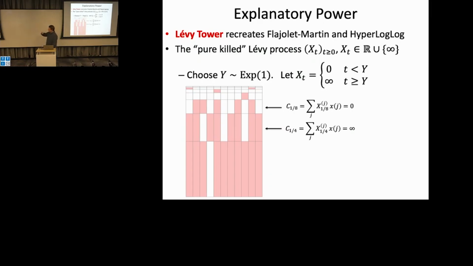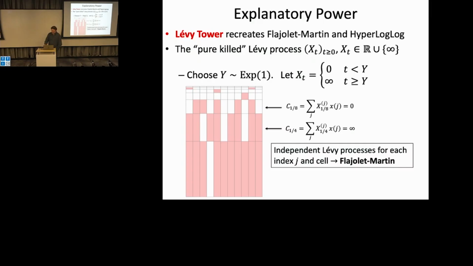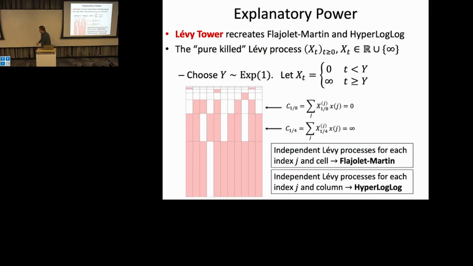Every cell in the entire sketch is controlled by a different Levy process in Flajolet-Martin. And if you couple them in a different way, so if you say there's one Levy process for the entire column and we're just measuring the same Levy process at different moments in time for these cells, this recreates the HyperLogLog sketch. So what you see in the HyperLogLog is a prefix of cells that have been hit, and then after that a suffix of cells that have not been hit, because you measured the Levy process before it died.